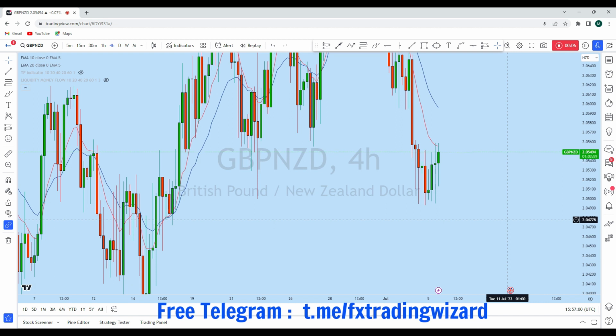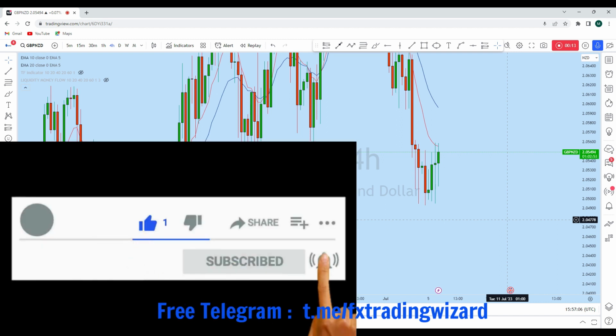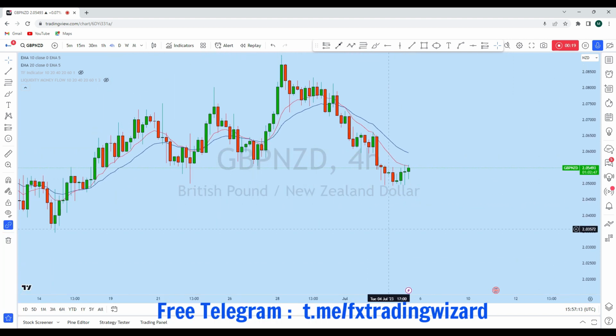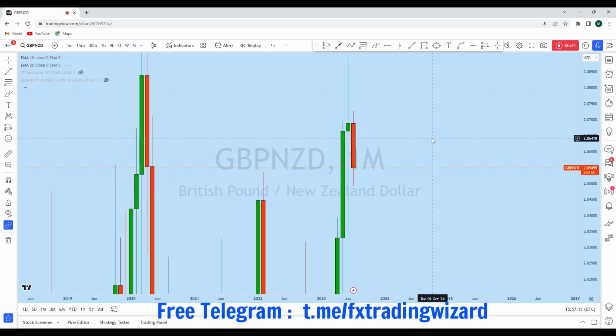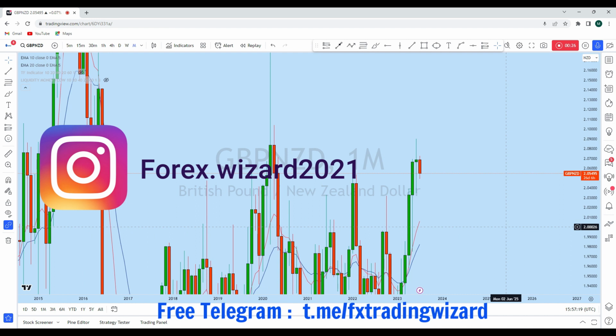Let's see what kind of trading opportunity we currently have in this instrument. From the lower time frame perspective, we can see that GBPNZD is currently showing a significant trading opportunity. Before we discuss how we can trade, first let's look at the bigger picture, looking at the monthly time frame to see the overall picture in the market.